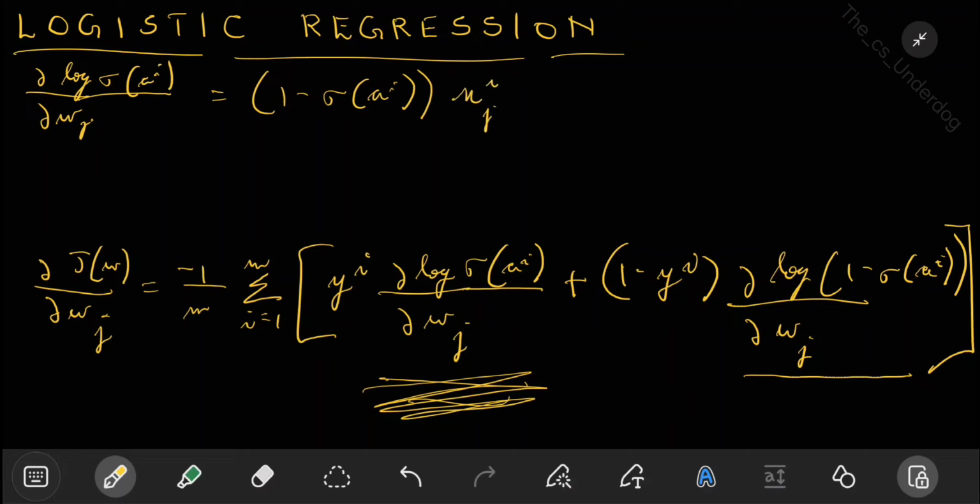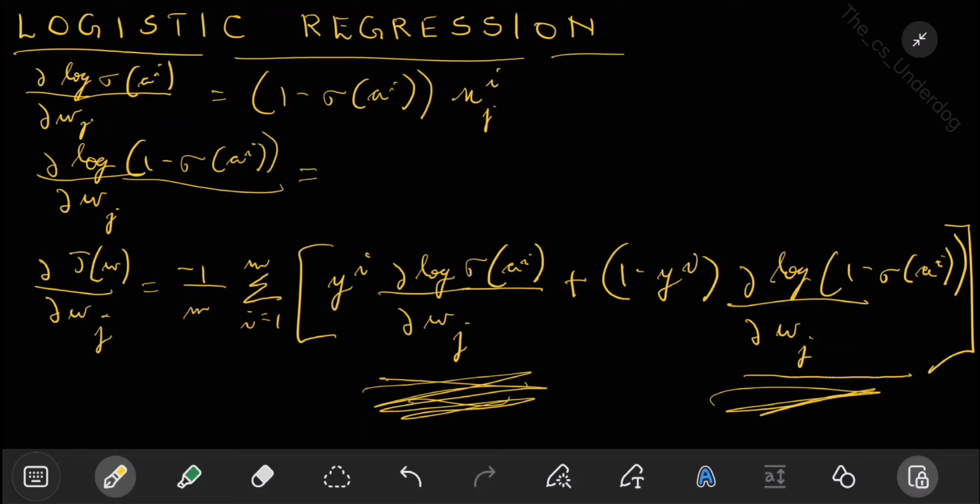The next term is del by del Wj of log of 1 minus sigmoid of ai. How can you find this term? The same way you did for the previous one. The derivative of log x will be 1 by x.